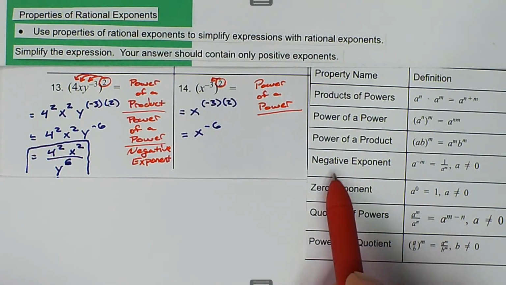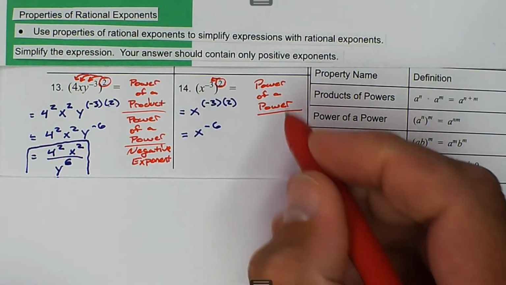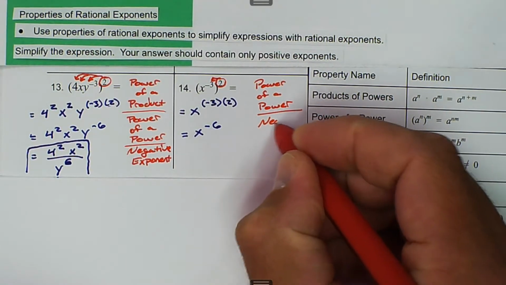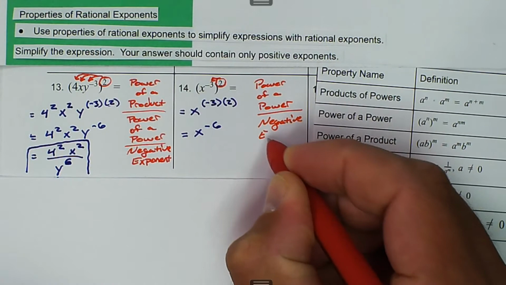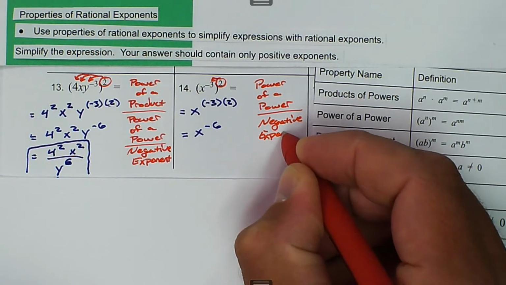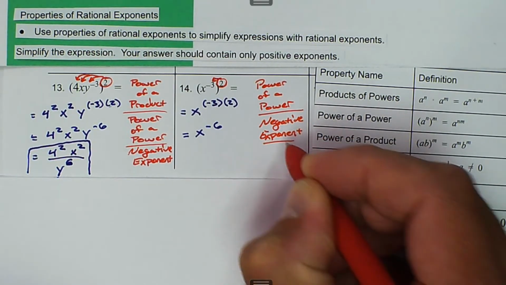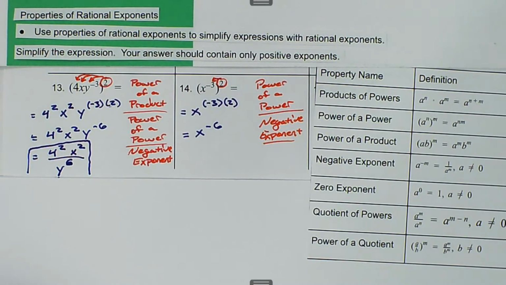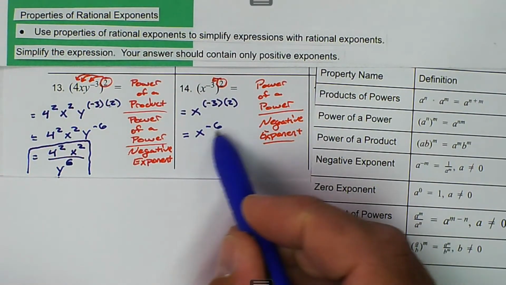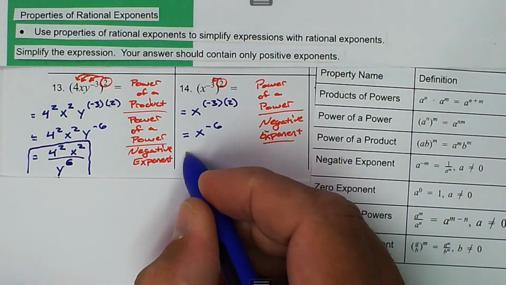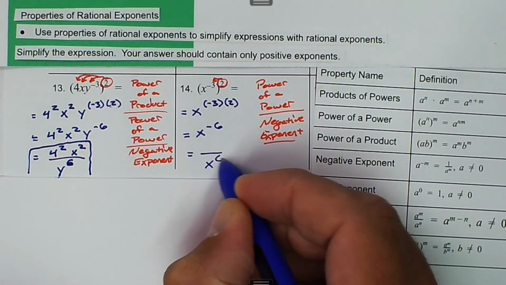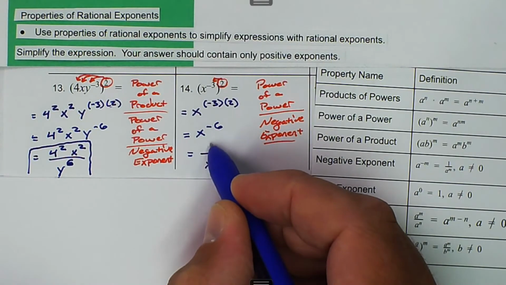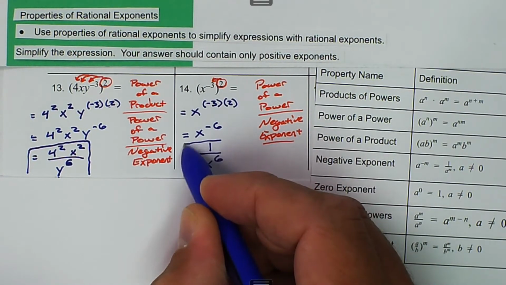And we have a negative exponent, so we're going to use our negative exponent property. And the negative exponent property just says that if you have a negative exponent, you can move it to the denominator and make it positive. So x to the 6th goes in the denominator, and we leave the 1 in the numerator.